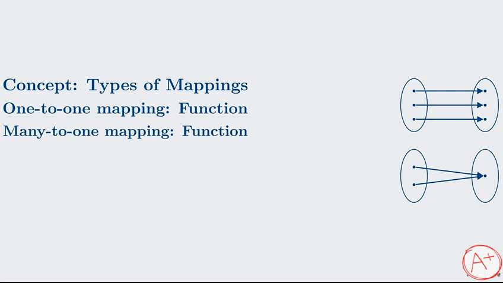Next is a many-to-one mapping. This is where multiple different inputs result in the same output, like our previous example where both -1 and 1 map to 1. This is also a function because every input still only has one destination.